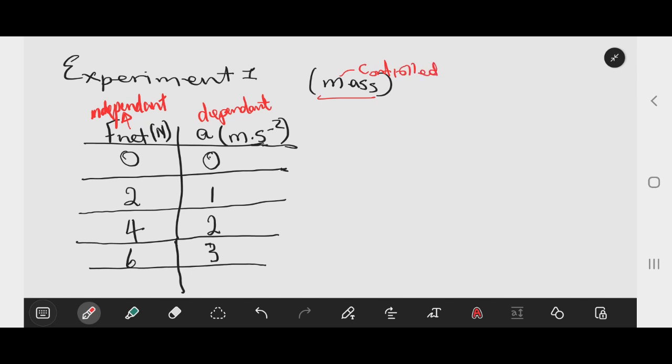So that is the constant variable or the controlled variable. The independent variable is what we are changing. We are changing the net force, and we are measuring the acceleration. The acceleration is changing due to a change in the net force. From the table, we can see that when we increase the net force, the acceleration also increases. So we can conclude that the acceleration is directly proportional to the net force which is being applied.